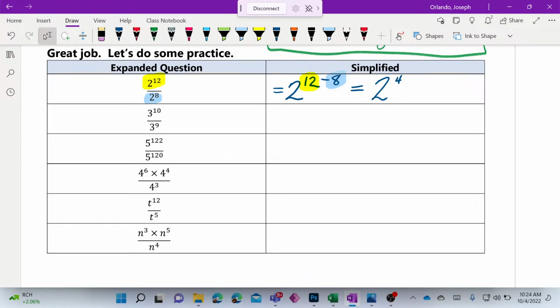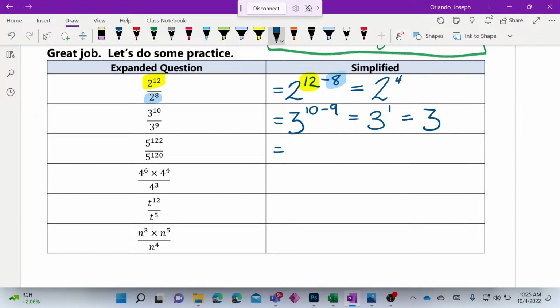3 to the 10 divided by 3 to the 9. How do I approach this? This will leave me with what? Equals 3 to the 10 minus 9. And 10 minus 9 is 1. In other words, is there a better way to write 3 to the 1? 3. Cool. So if you multiply 3 by itself 10 times and then divide by itself 9 times, you end up with 3.